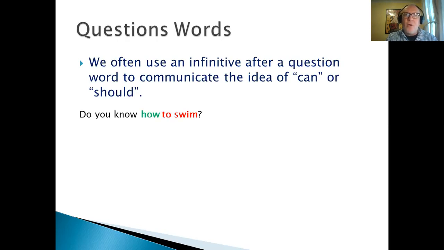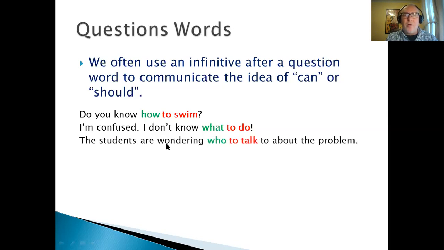For example, do you know how to swim? How to swim. Not adjective, question word plus infinitive. Question word, how, infinitive, to swim. I'm confused. I don't know what to do. I need some advice. Tell me what to do. Question word, what? Infinitive, to do.